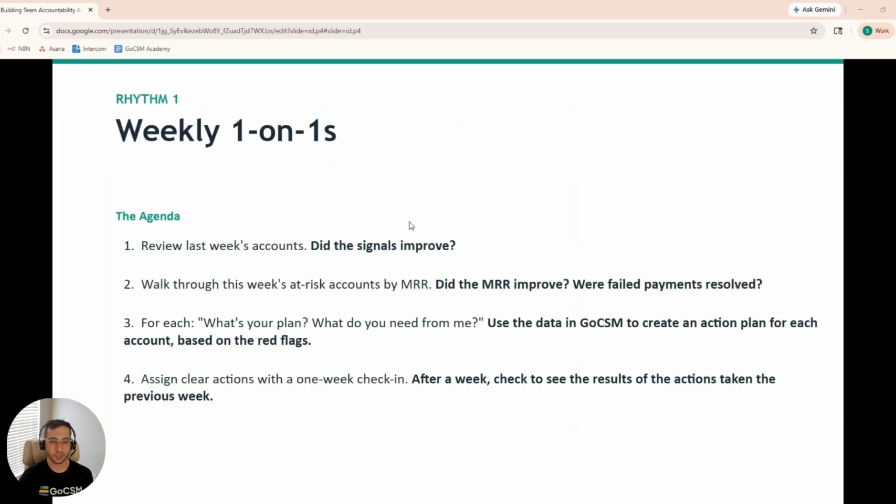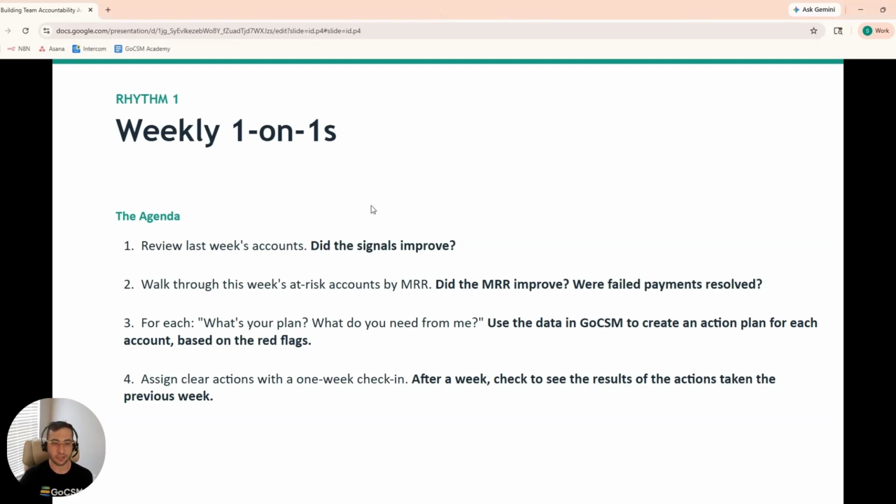The first one is pretty simple. This is the weekly one-on-one, and this is where most of the accountability is going to originate from. Before the meeting, a director-level position should go to health, sub-accounts, filter to at risk, and then look at which accounts belong to the CSM that you're meeting with. Then note the MRR for each of the accounts and the trend of the health direction for each one. The agenda is simple. You start by reviewing last week's accounts.